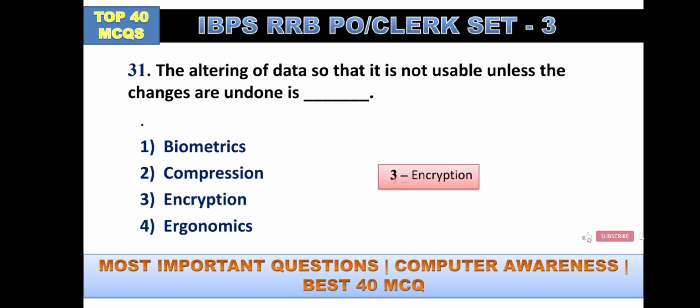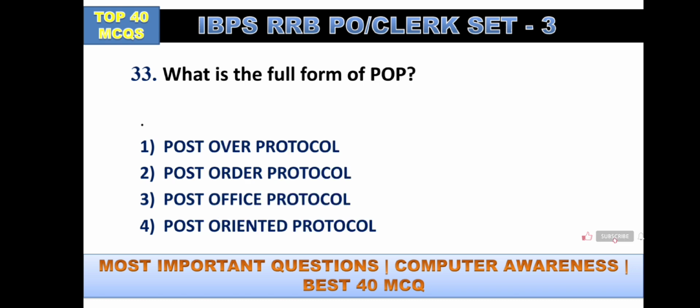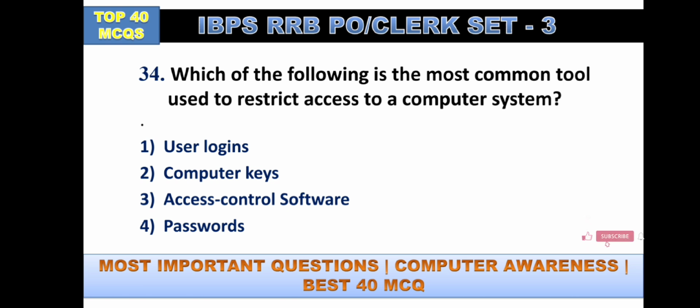Okay. Encryption. Which of the following is used in first generation computers? See, in first generation computers, vacuum tube is used. Okay. Vacuum tube. What is the full form of POP? POP means what? Post Office Protocol. Okay. Post Office Protocol. Which of the following is the most common tool used to restrict access to a computer system? See, for restriction, definitely we use passwords.